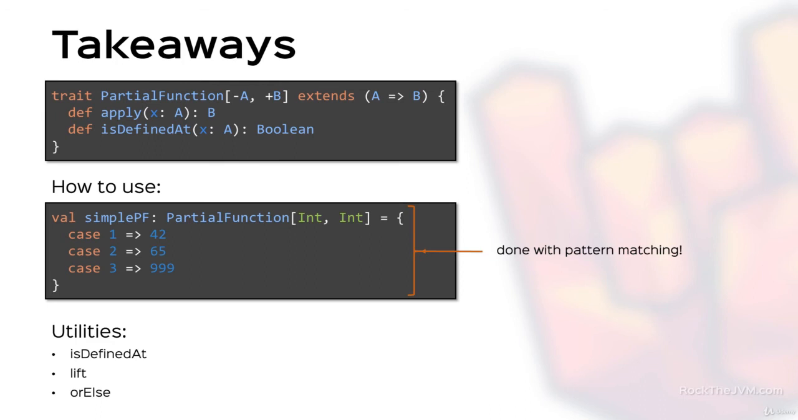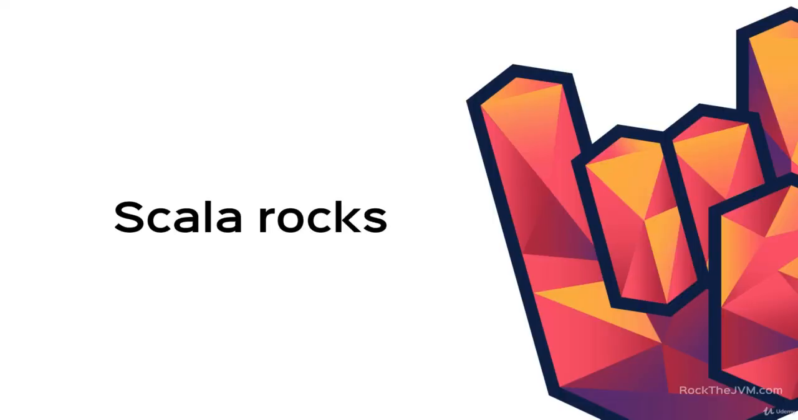Partial functions are actually used in practice on other types as well, especially in collections with map and collect and others, and recover on other computational types such as Try or Future. All right, so quite an important topic. I'm sure you're going to see quite a lot of partial functions in production code.